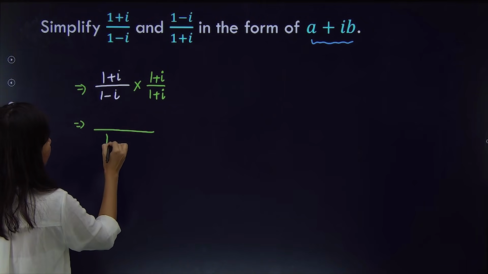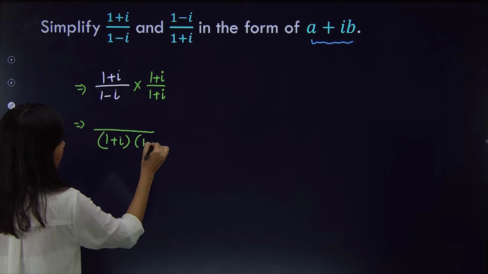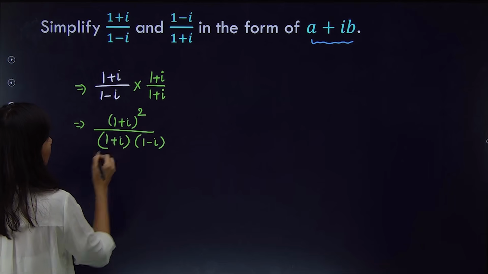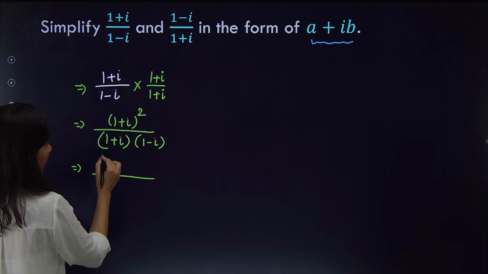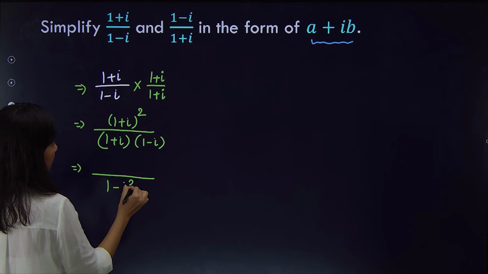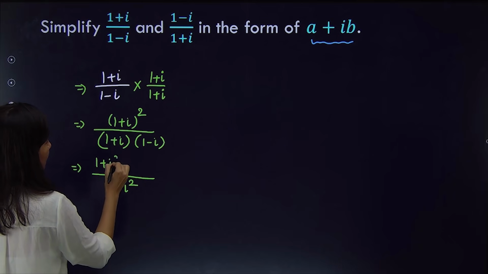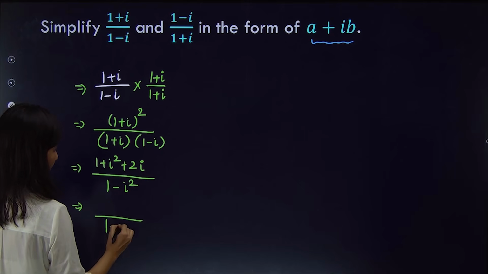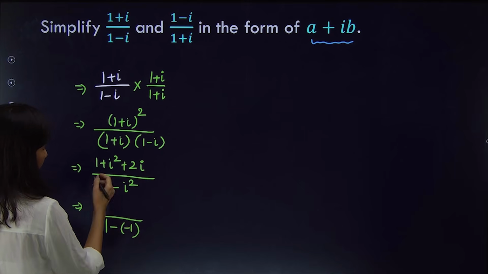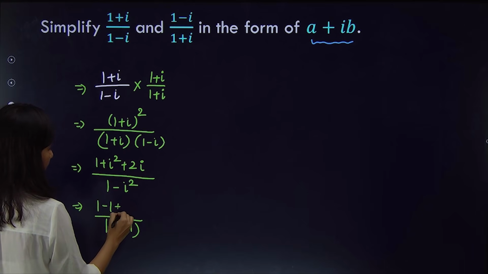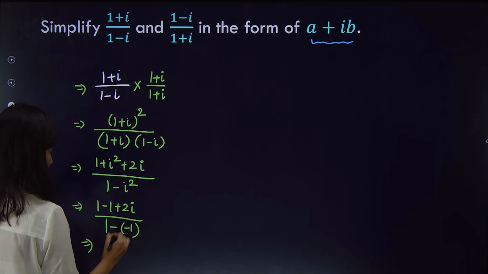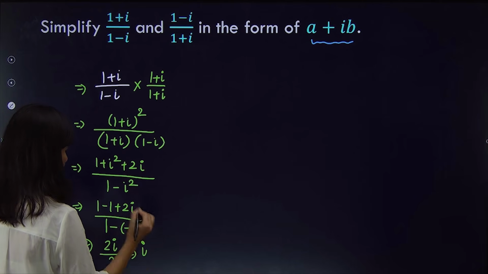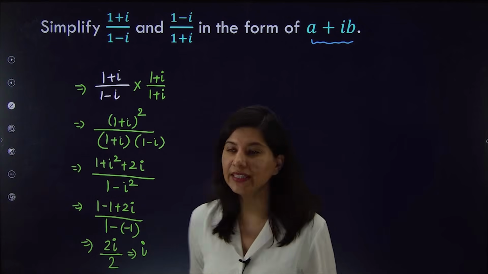1 plus iota, 1 minus iota, 1 plus iota square. So this is (a plus b) squared minus (a minus b) squared... 1 minus iota square is minus 1, so this is 1 plus iota square plus 2 iota, and iota square is again minus 1, plus 2 iota. So this is 2 iota upon 2 iota. Iota is absolutely right.